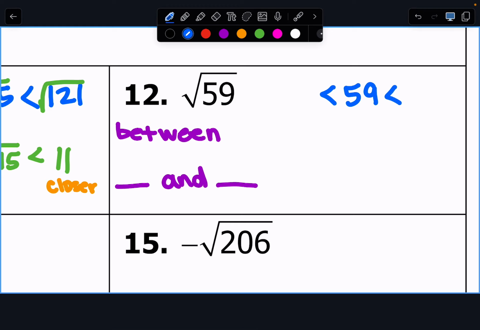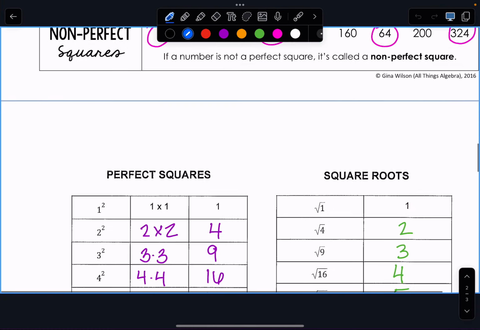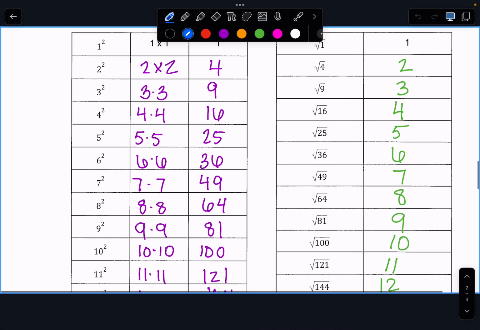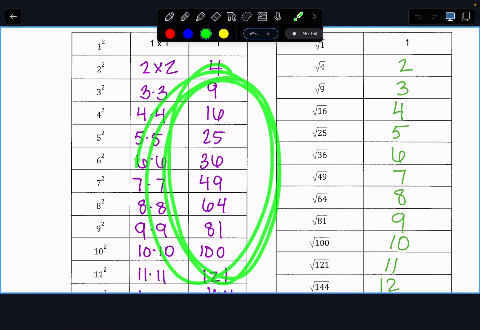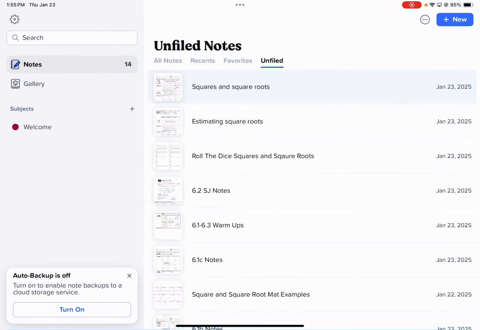Josie, what'd you write down? Okay, go to that chart from yesterday, which is on page 3, right? Over here, what numbers is 59 in between from this column right here? Josie, this column right here, what is 59 between? 49 and 64, okay? So since 59 is right here, then the square root of 59 is going to be between 7 and 8. Do you see how that works? Okay? It's not that bad, is it?